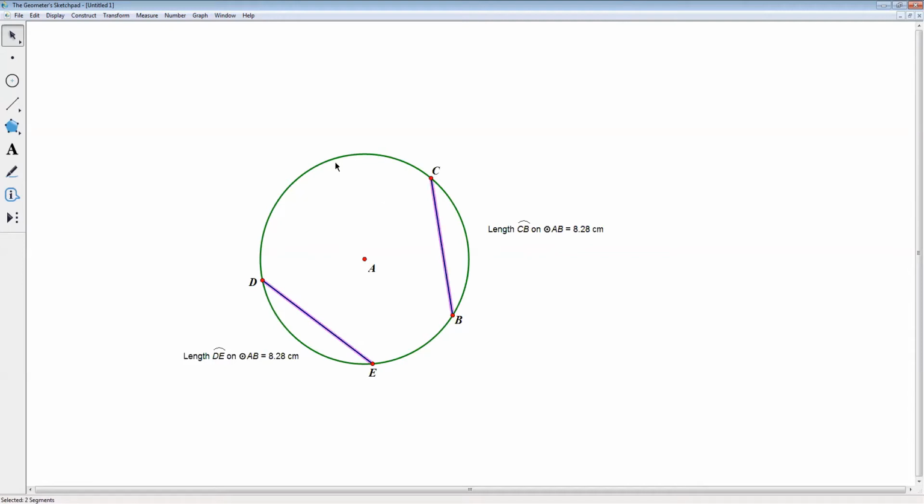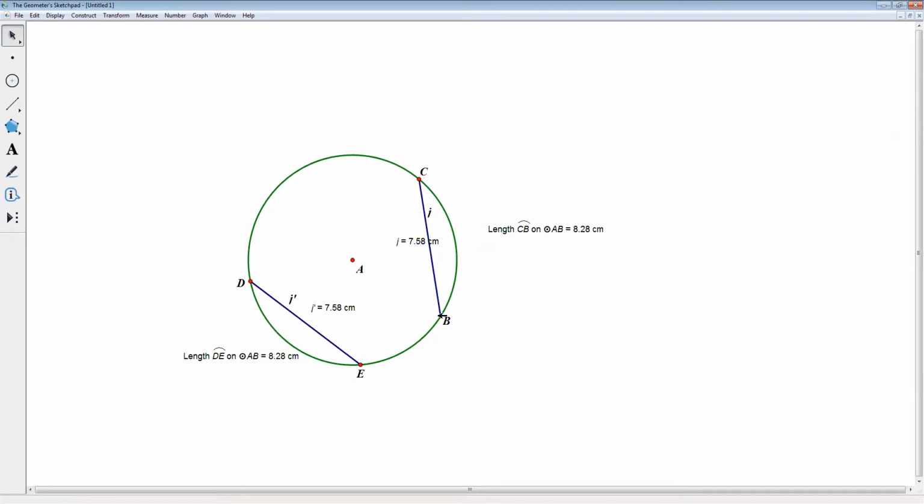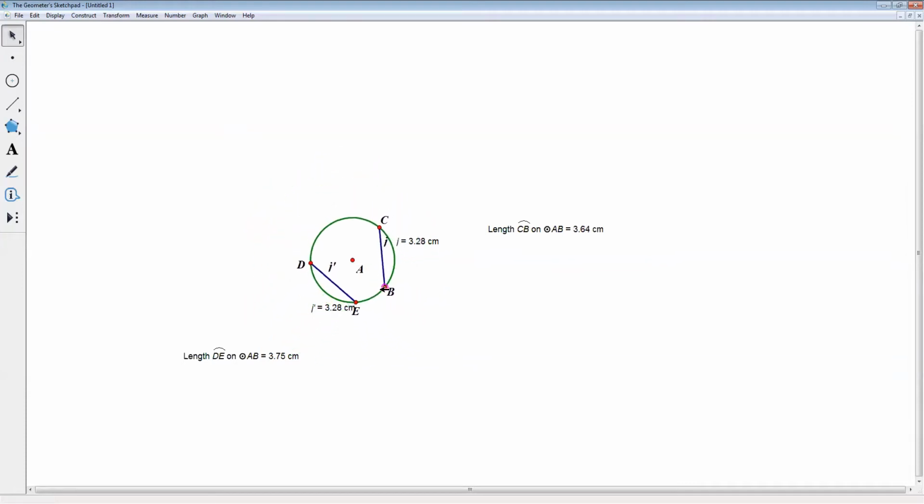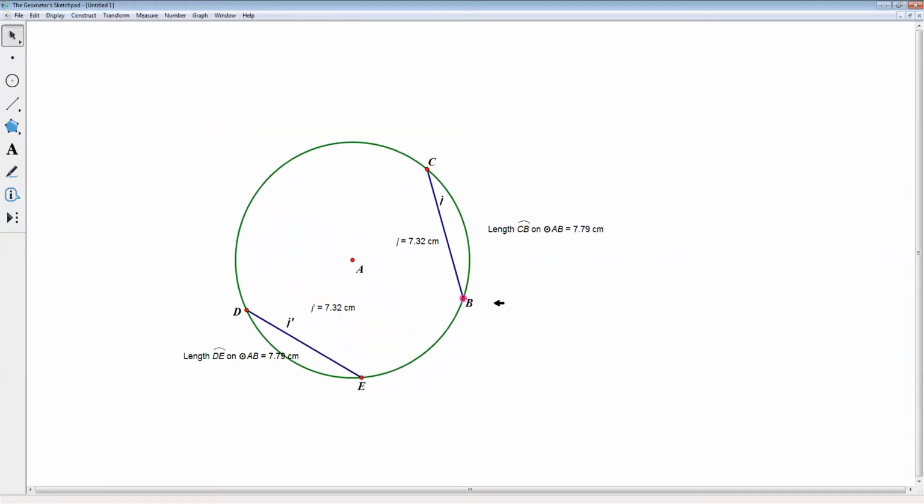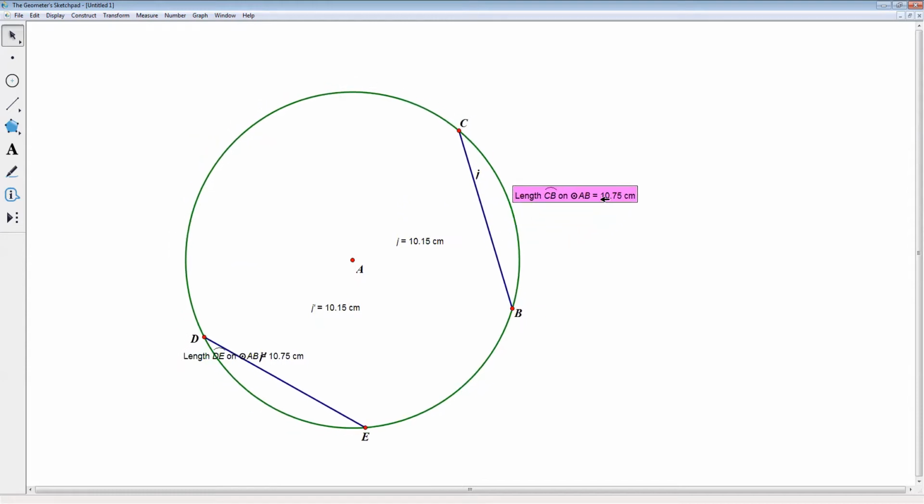And the theorem says if those arcs are congruent, then these chords would also be congruent. So we got chord CB and DE, they're represented by I and I prime here, right? They're both 7.58 centimeters. And you can see I can adjust the diameter or the radius of the circle. Doesn't matter, I can make the circle bigger or smaller, and the arcs still remain congruent. Arc CB is still congruent to arc DE, and our chords are still congruent.